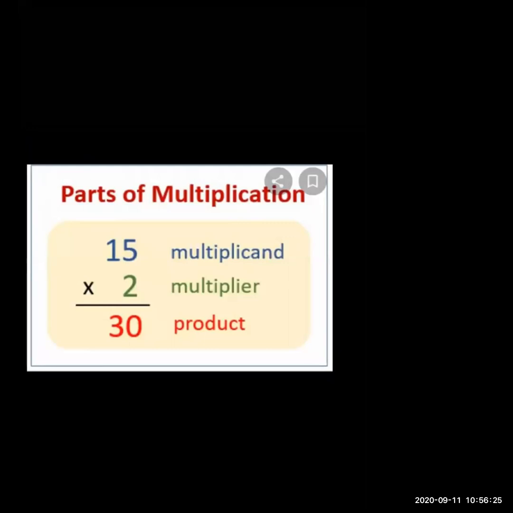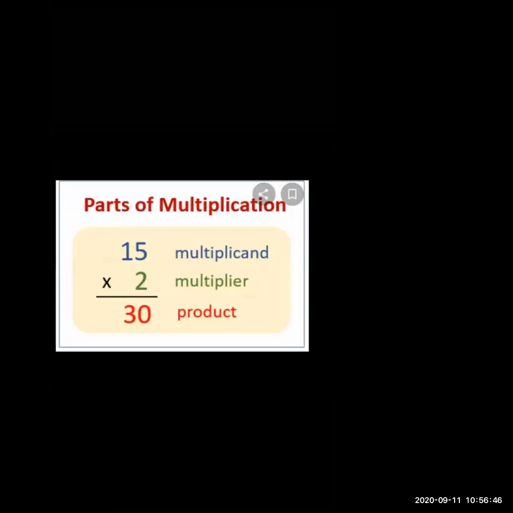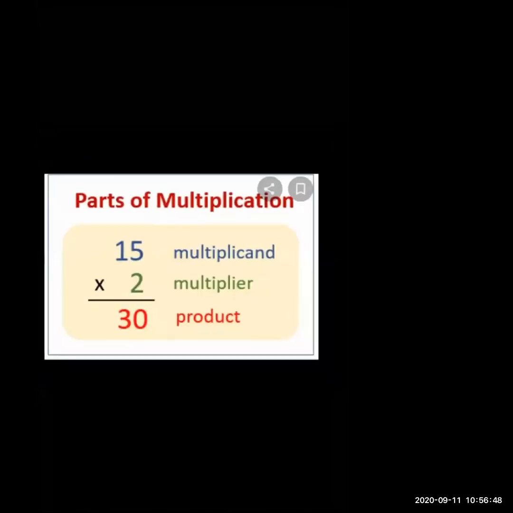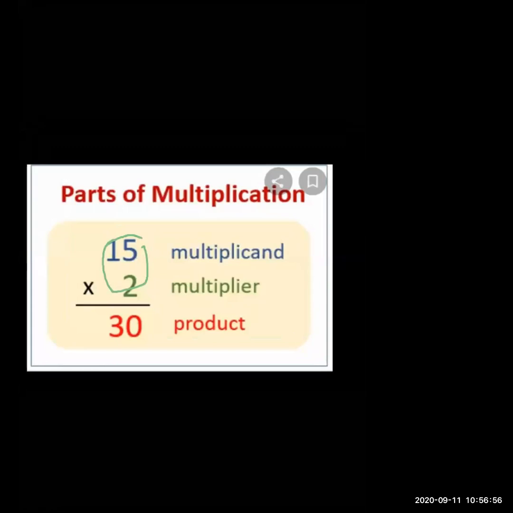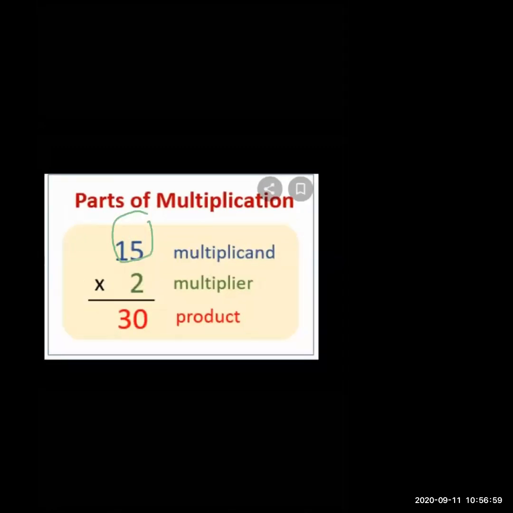Now no need to type the message in the chat box. Now I'm going to explain to you. Look properly. This is the sum: 15 into 2. What is the sum? 15 into 2. So what is the name of that 15? Already it is given here. 15 is the multiplicand. 15 is a what? Multiplicand. First number.